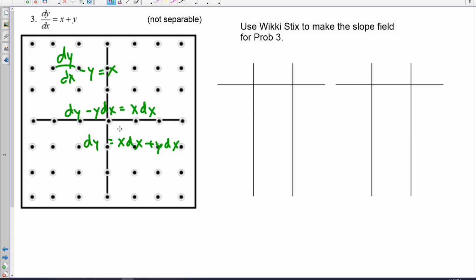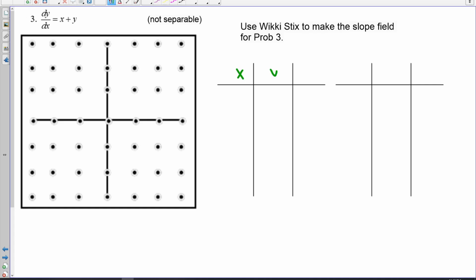All right, so I cannot actually analytically find a solution to it. But what I could do is make a slope field for it, and then graph the solution if I had an initial condition. No initial condition here, so I would just graph the slope field. If I were in class, I would do Wikki Stix with you. It's kind of a fun thing, but I'm not in class, so I'm going to show you how to do this. So first you just find 2 points.